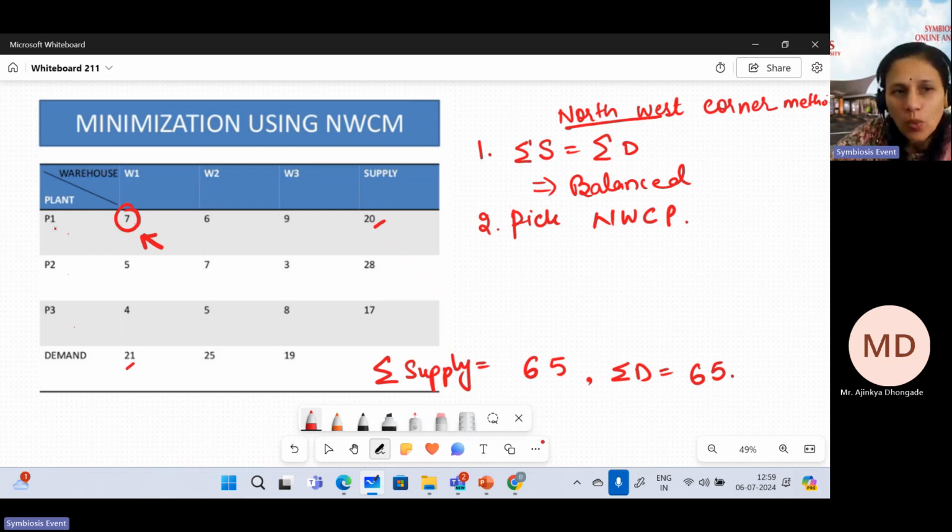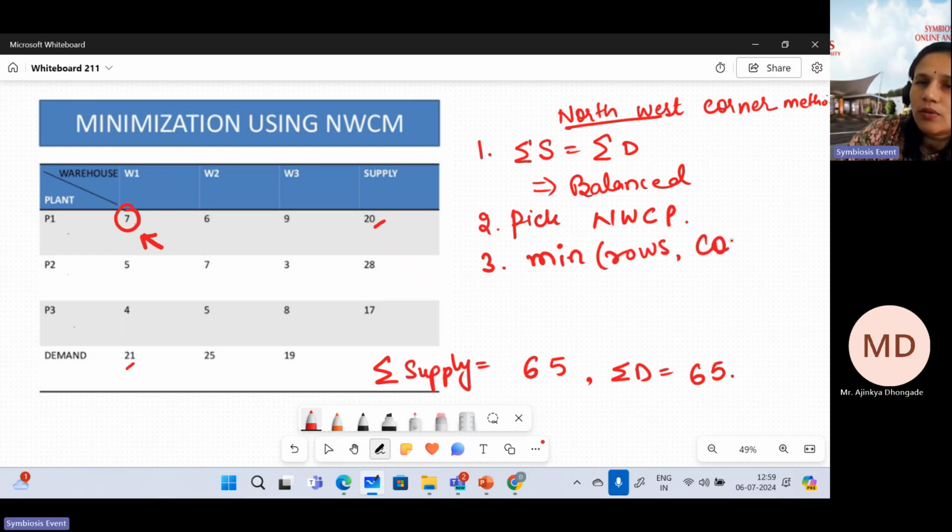That means plant 1 can supply 20 units. Warehouse 1 has 21 units. So the minimum number of units which I can transport is given by picking the minimum of your rows and columns. Here the demand is 21 and the supply is 20, and as it says minimum, it is going to be 20. So make an allocation here of 20.